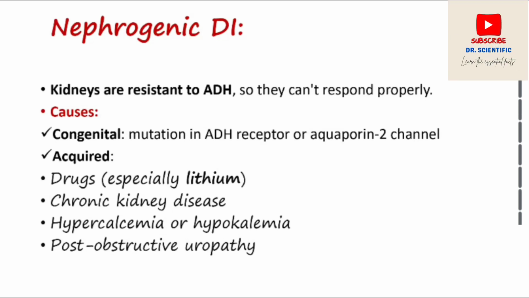So we have causes of this nephrogenic DI. Congenital causes, we have mutation in ADH receptor or aquaporin 2 channel. That is what I've talked about already. Then acquired, these are conditions that you get, okay? They develop, like drugs. We have certain drugs that cause this nephrogenic DI, like lithium. We have chronic kidney disease, hypercalcemia or hyperkalemia, then post-obstructive uropathy. These are some of the conditions. Maybe you can study them and know how they cause this nephrogenic DI.